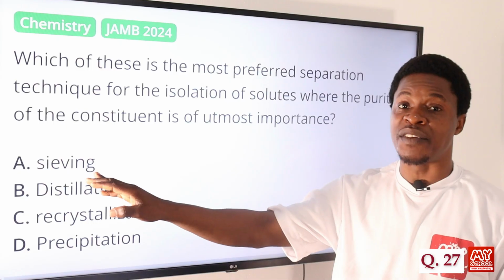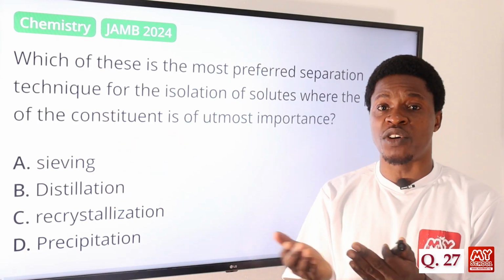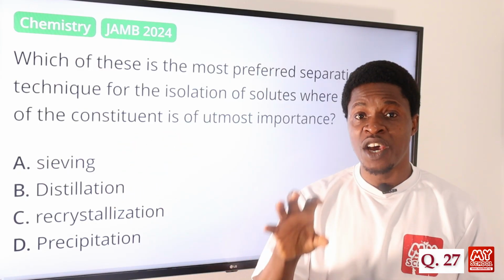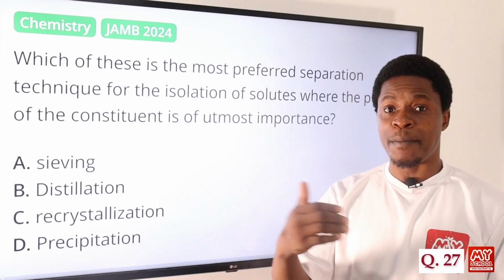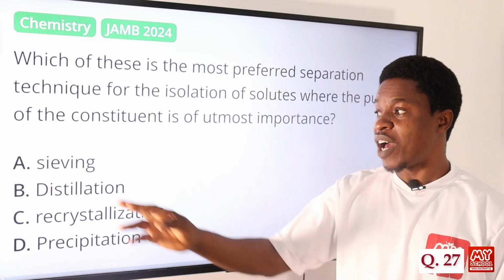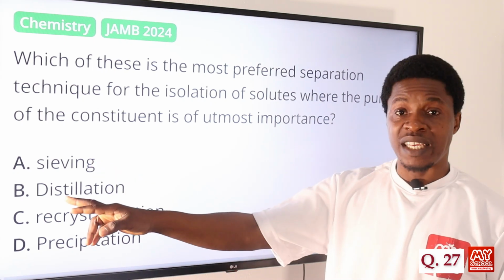Option A says sieving. With sieving, we only separate based on the particle sizes, the different sizes of the mixture that make up. We want to separate them into different components. You have mixing, purity is not in place there.